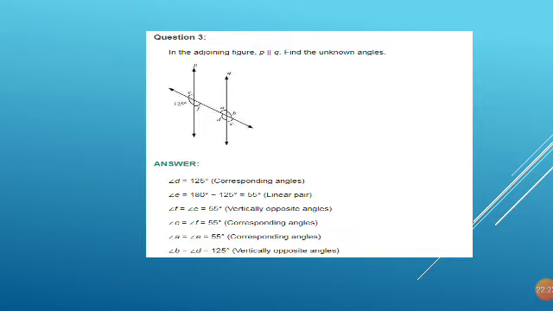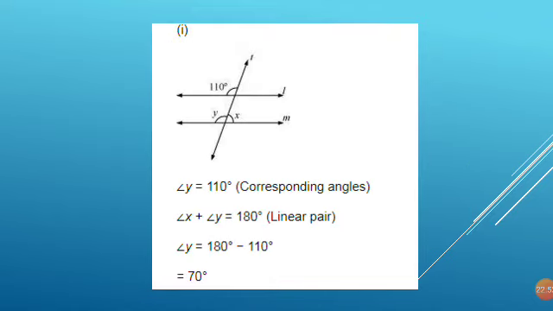Angle F equals angle E equals 55 degrees, vertically opposite angles. Angle C equals angle F, we get a value of 55 degrees, corresponding angles. Angle A equals angle E, 55 degrees. Angle B equals angle D, vertically opposite angles. Do you understand?